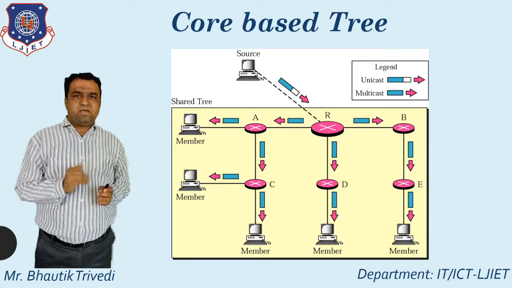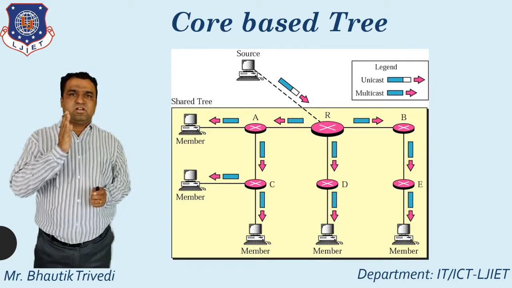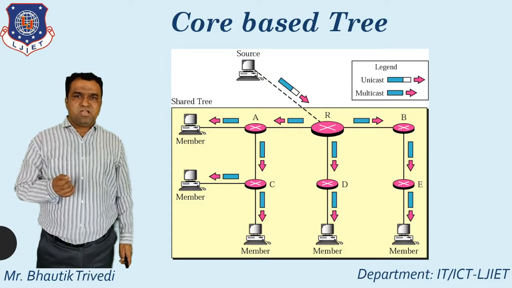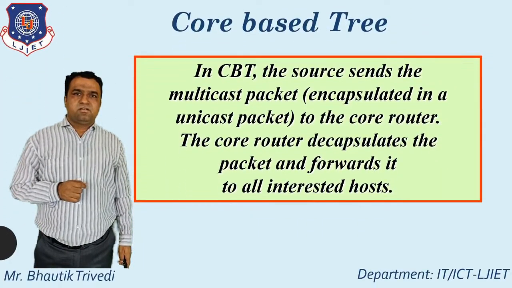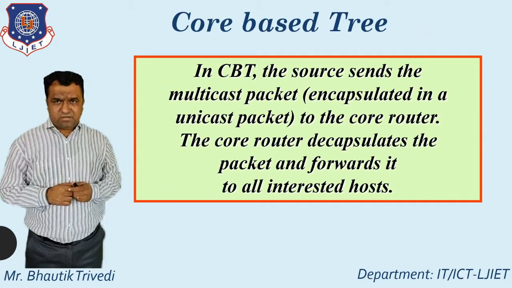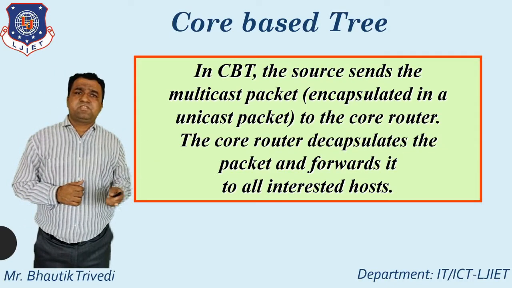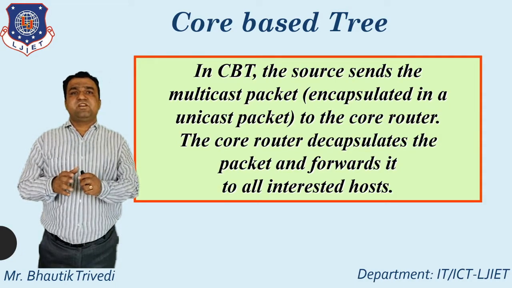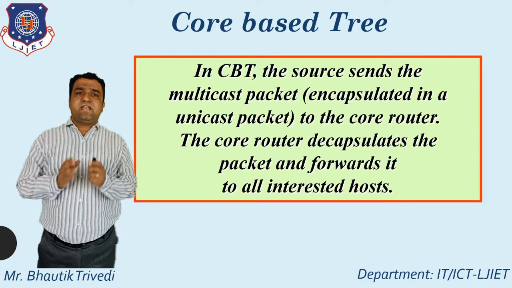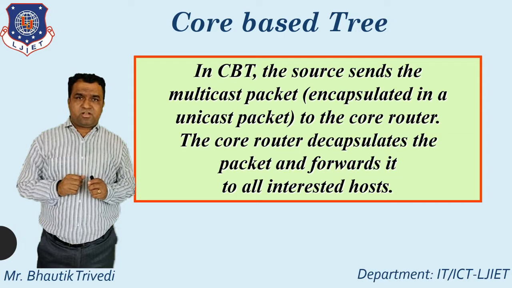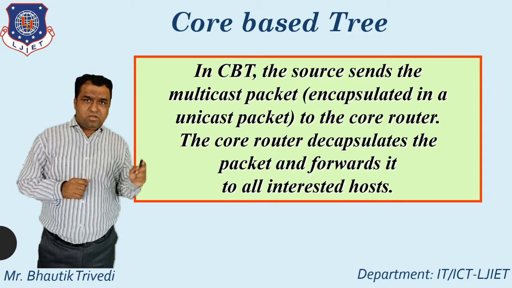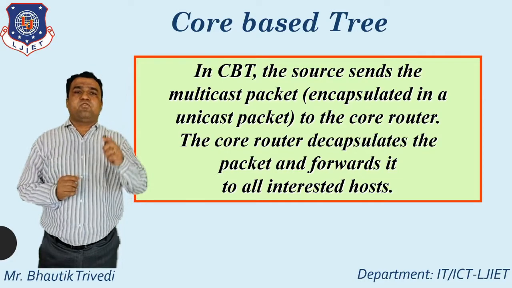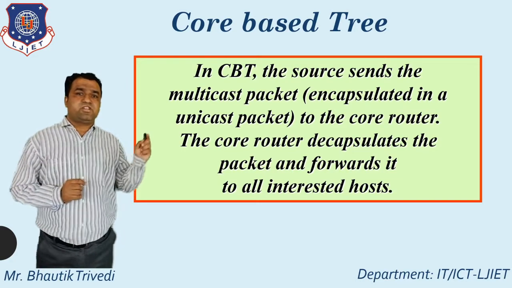Up to these three important points. First one, that is the DVMRP. Second one, that is the MOSPF. And third one, that is the core based tree, that is the CBT. So what is the meaning of CBT here? CBT means the source sends the multicast packet, but that is in the form of encapsulated in a unicast packet to the core router. And the core router directly decapsulates the packet and forwards it to all interested hosts.